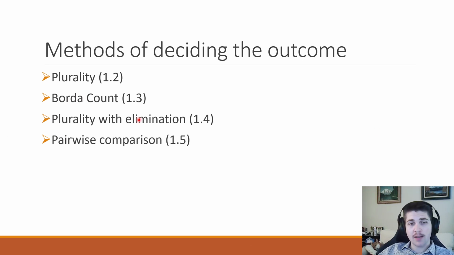The first is called plurality, the second is Borda count, and then in tomorrow's lecture we'll get into the remaining methods, plurality with elimination and the pairwise comparisons method. The last section of chapter 1 will focus on why we have so many methods, and which method we should use if we wanted to actually have our own election. So in the next video, we'll start on plurality and get into some examples.